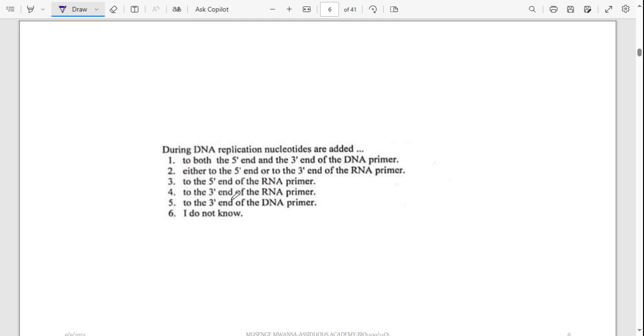During DNA replication, nucleotides are added to dash. Now in replication, DNA has got strands. You have got one running from the 3 prime end to the 5 prime end, and then the other one running from the 5 prime end to the 3 prime end.